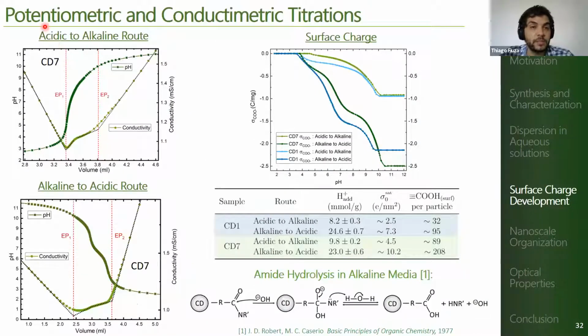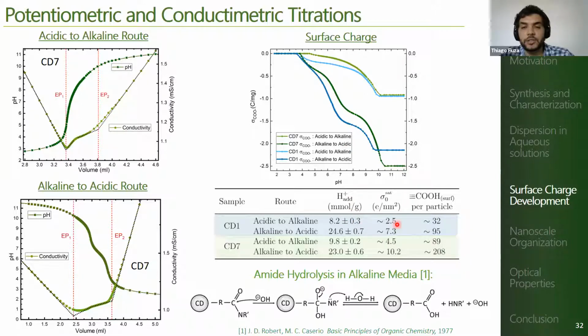In performing potentiometric and conductometric titrations, we use 2 routes, one from the acidic to alkaline condition, and the other in the opposite direction from the alkaline to the acidic condition. As you can see here, they differ from each other. And if we calculate the surface charge by the amount of mass, we can see that the curves actually changed a lot by the concentration of the titrant that was used, as well as the pKs.